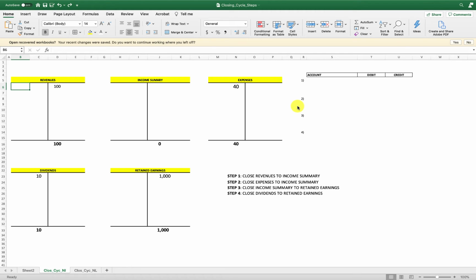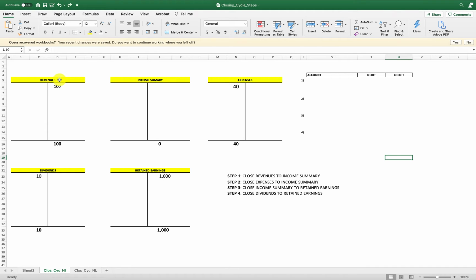In this video, now we'll go through the steps to closing the book. So we went through the closing process, and these are the steps to close the temporary accounts, right? So in this hypothetical example, we're going to make it really simple.